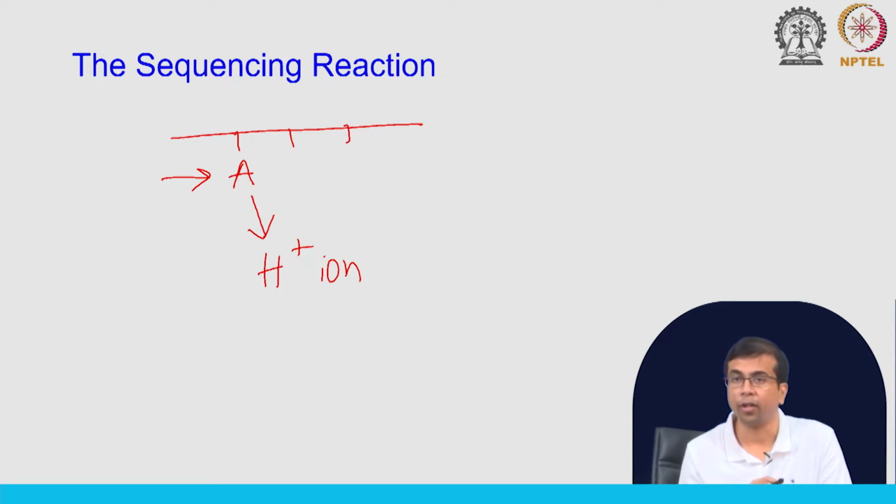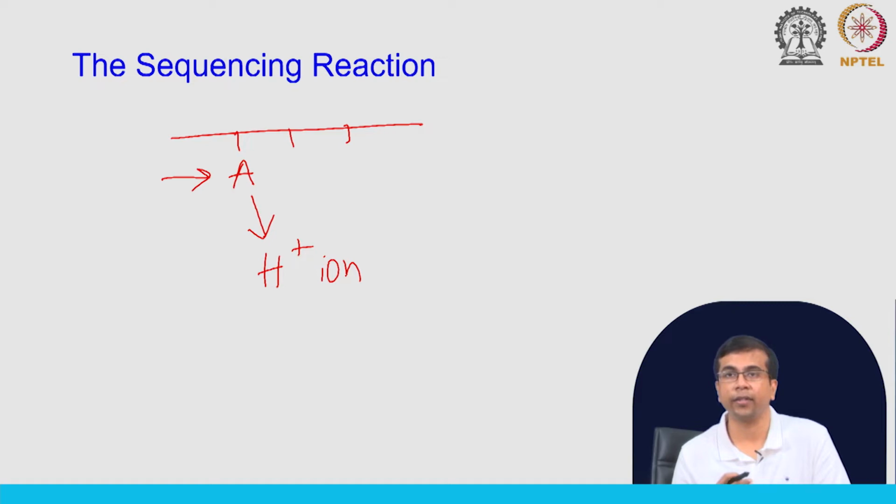So, if you look at the polymerization reaction, you will see this H plus ion will come in, and the detector then detects this H plus ion, right. So, the moment it detects an H plus ion, it will say okay, there is this addition of some base, and this way we can do the base call.